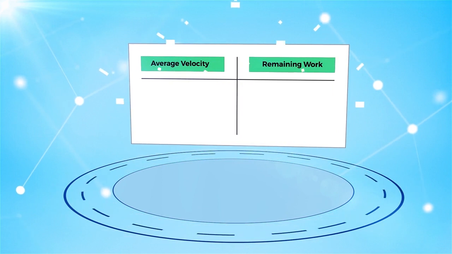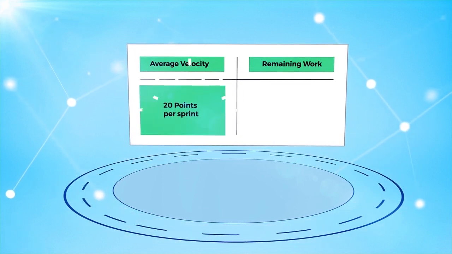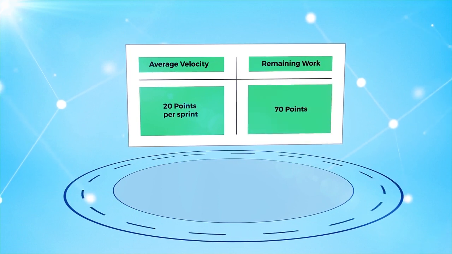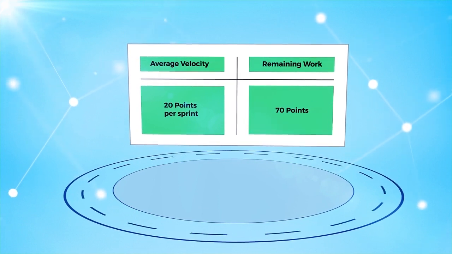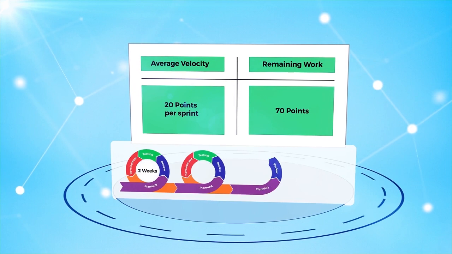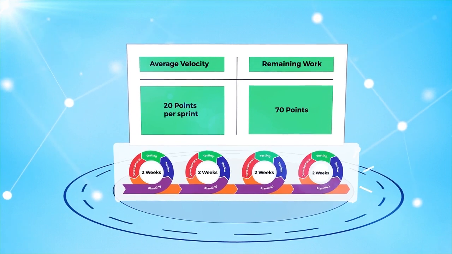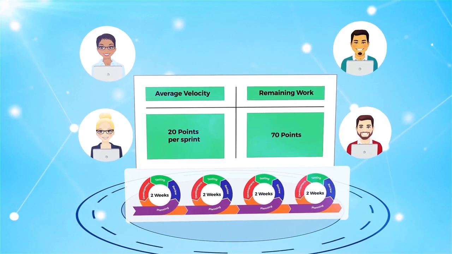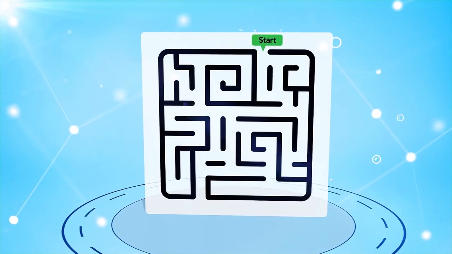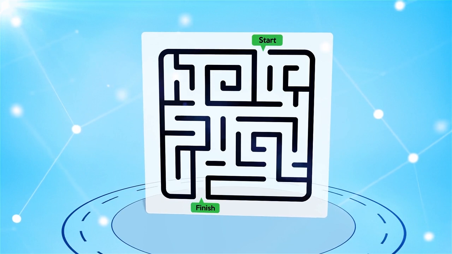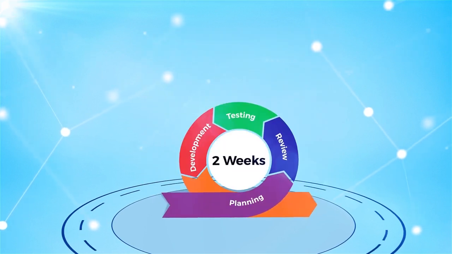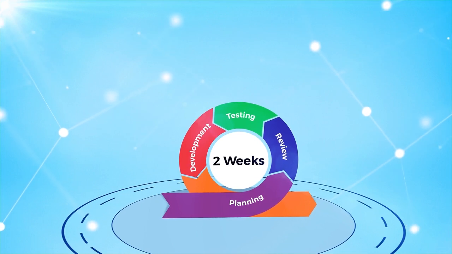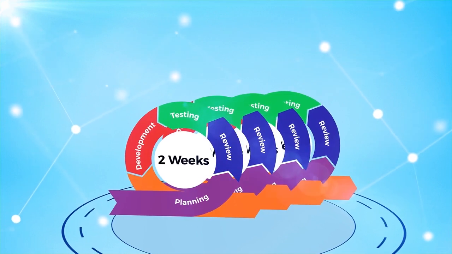For example, if a team has an average velocity of 20 points per sprint, and we've estimated the remaining work at 70 points, we probably need 4 sprints to complete all the work. Since we know how long a sprint is for our team, we can then extrapolate an estimate on how long it'll take to finish the project. So from the example, if one sprint is 2 weeks and the remaining work requires 4 more sprints, then we need about 8 more weeks.